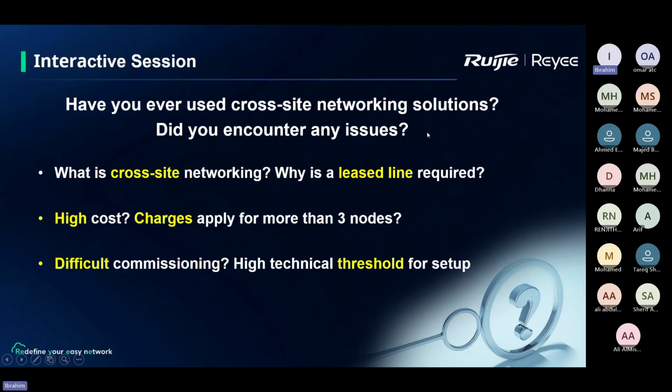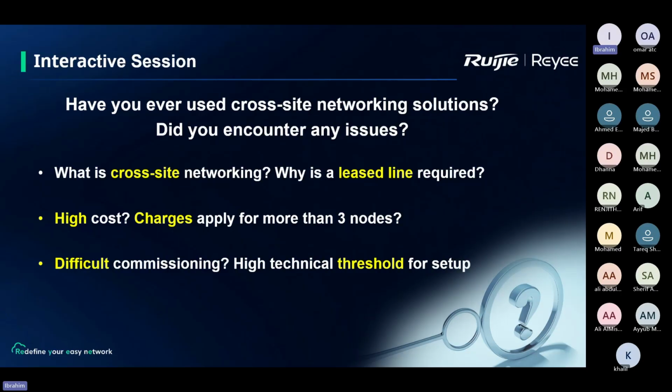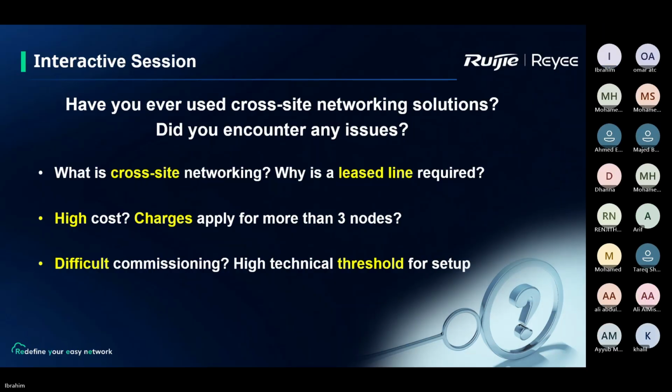Okay, so let's say there are some issues. For example, the high cost. If you are not going to use a public IP, then you need to go with a private IP with DDNS, and this maybe gives you a complex and unstable connection. If you want to use a public IP, then you have to pay a lot for the service because it's a leased line and you have to pay a lot to the ISP.